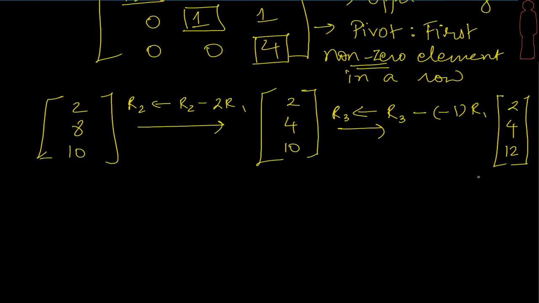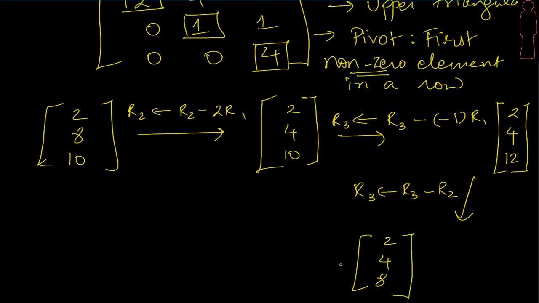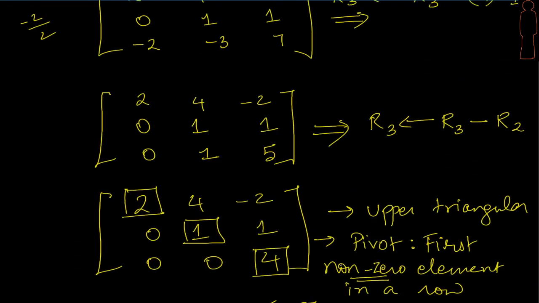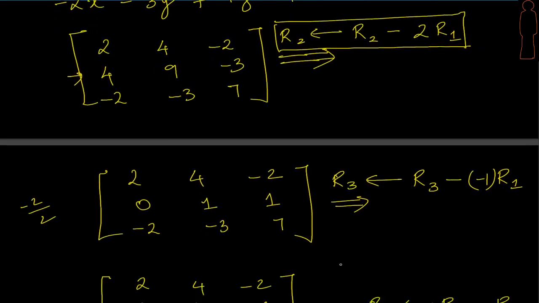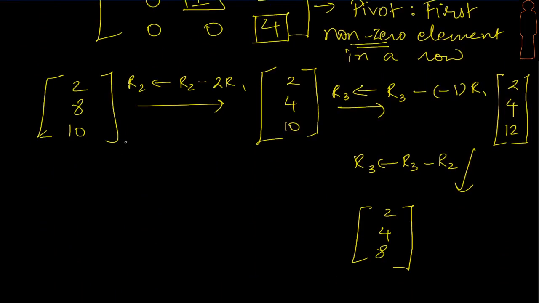So from this point we said R3 is assigned to R3 minus R2, therefore 2 and 4 remain the same. 12 minus 4 is an 8, and that will be the final, because we had 3 row operations. Look at this, we had 3 row operations. We performed them on the column vector, which is 2, 8, 10, and it got transformed to 2, 4, 8, right? So let me put this matrix down here.